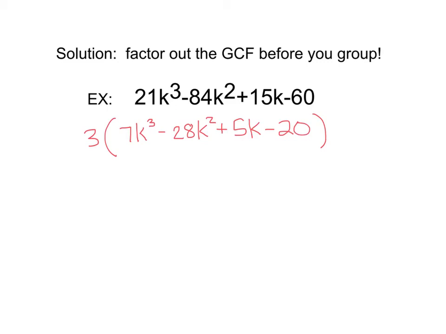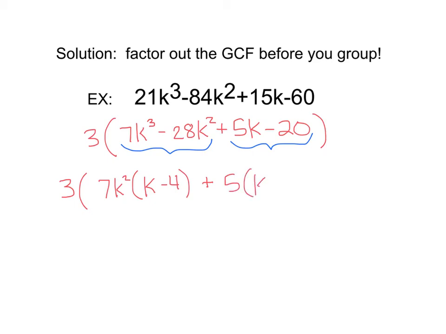Now that we've done this, we can look at how we're going to group it. And in this case, I'm going to group it into this first section and the second section. So, we'll pull down our GCF. The front part can be broken down as follows. We can pull out 7k squared and multiply it by k minus 4. And the second half, we can pull out a 5 and multiply it by k minus 4.